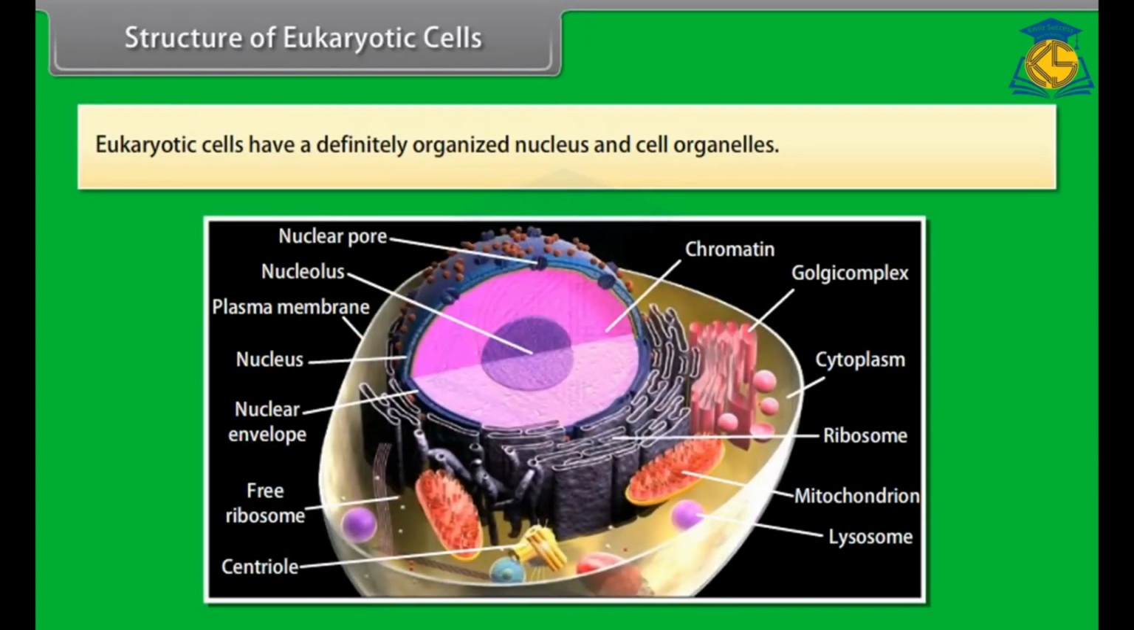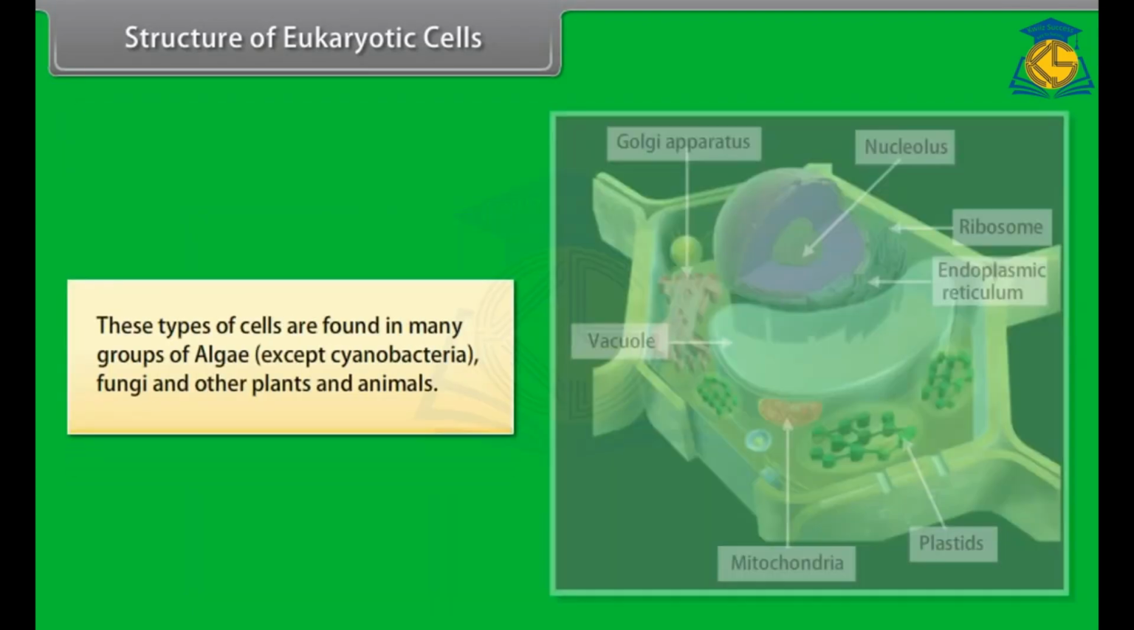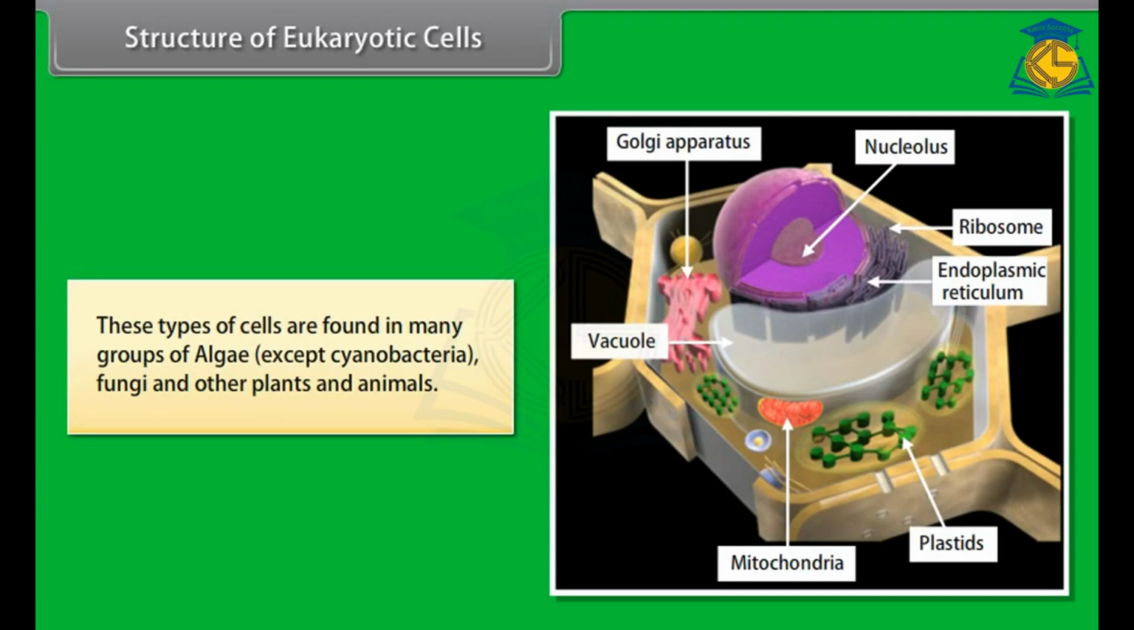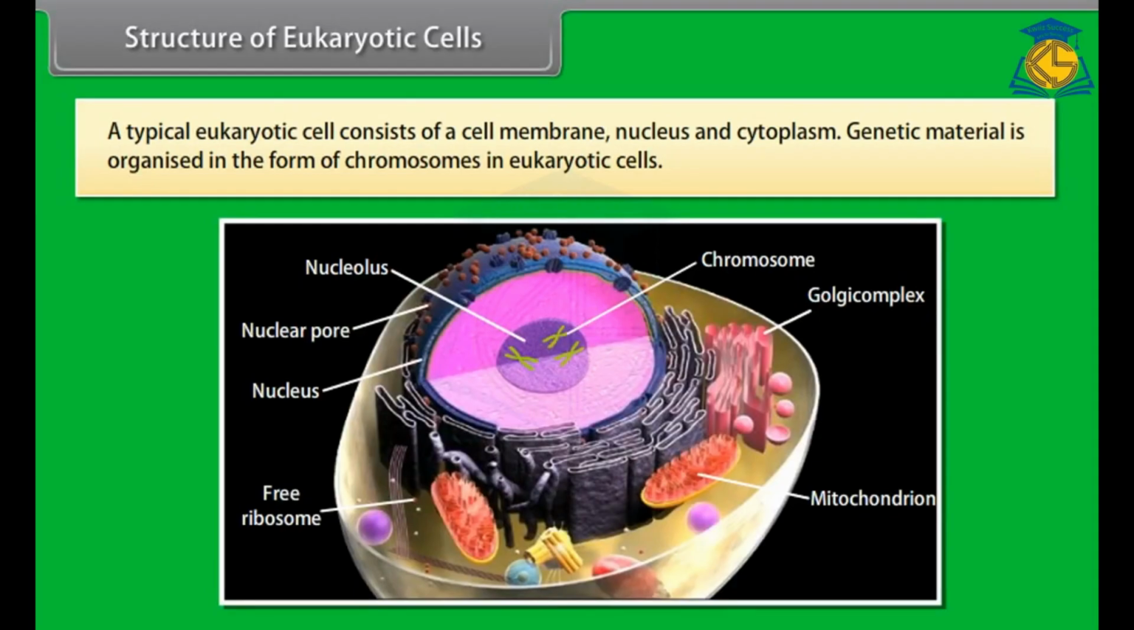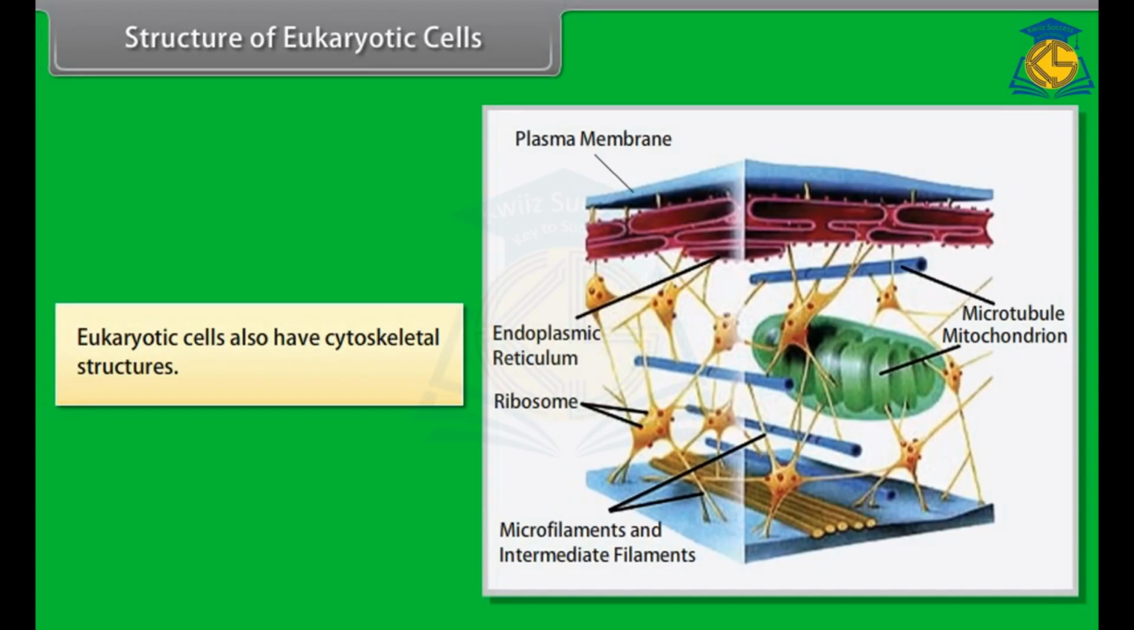Eukaryotic cells have a definitely organized nucleus and cell organelles. These types of cells are found in many groups of algae, except cyanobacteria, fungi, and other plants and animals. A typical eukaryotic cell consists of a cell membrane, nucleus, and cytoplasm. Genetic material is organized in the form of chromosomes in eukaryotic cells. Eukaryotic cells also have cytoskeletal structures.